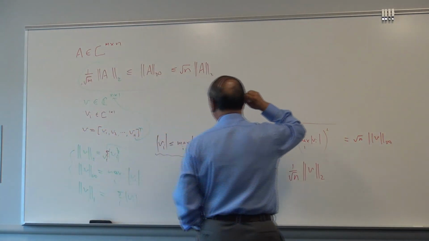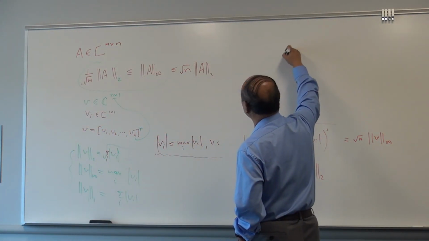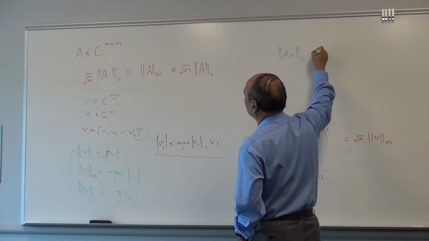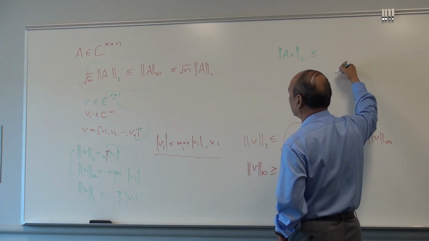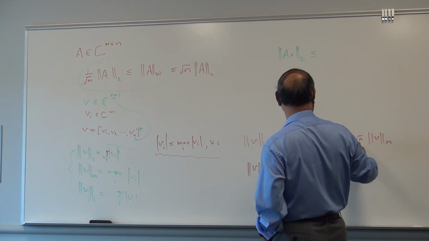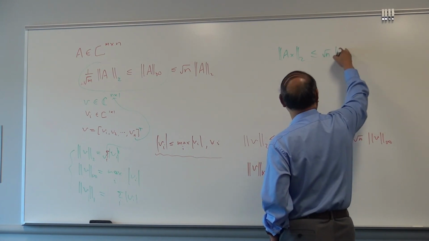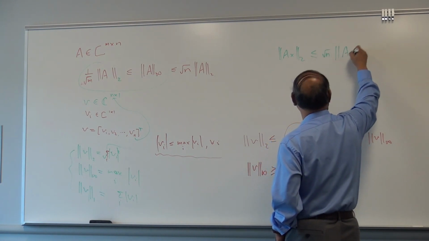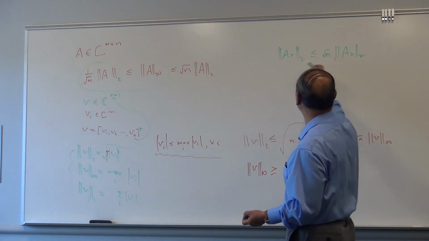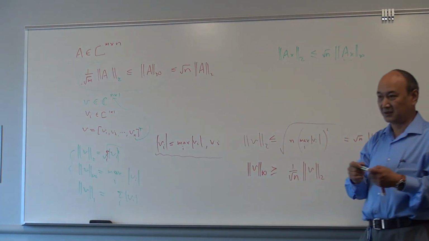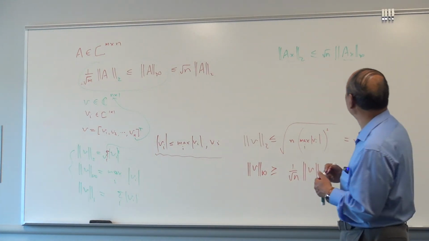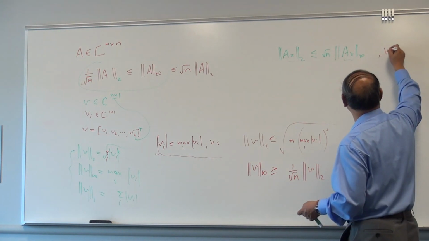Let's talk about Ax. We know that the 2-norm of Ax is less than or equal to the square root of n times the infinity norm of Ax, because Ax is also a vector. This is for all x.